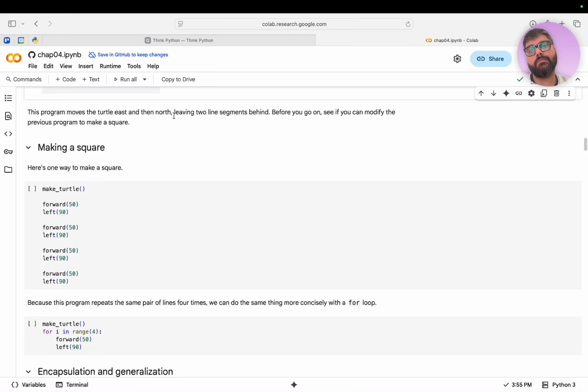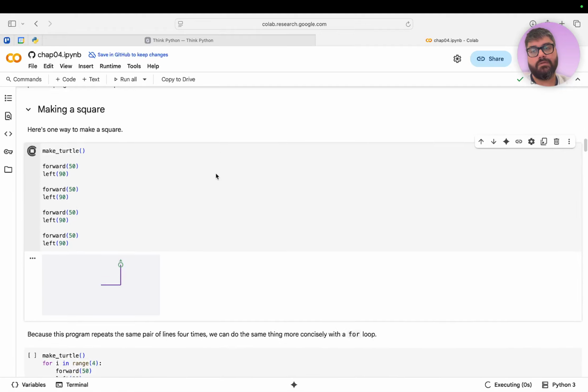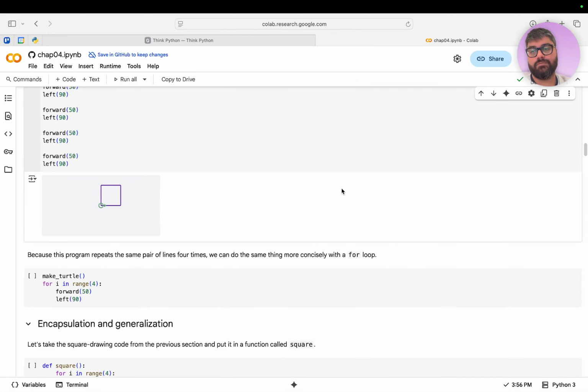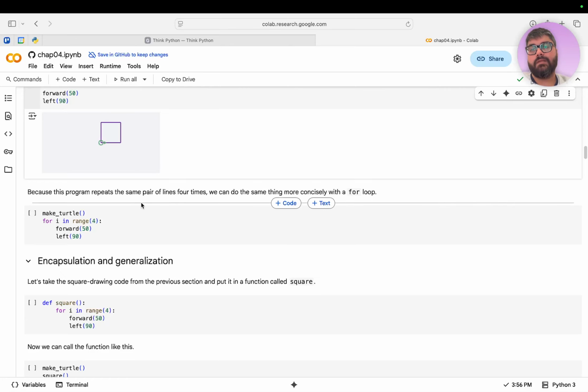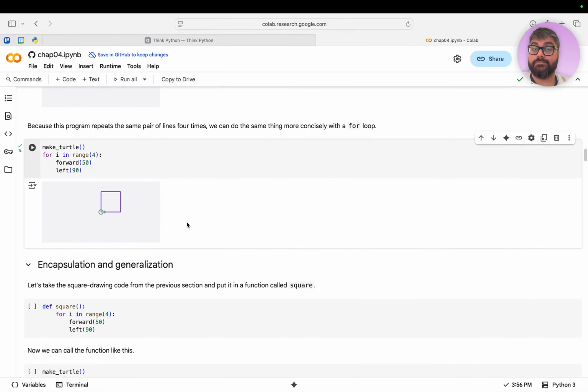So this program moves the turtle east and then north, leaving 2 line segments behind. Before you go on, see if you can see. So I'm just gonna... this is how you do the square one, which I didn't want to do. Because this program repeats the same pair of lines 4 times, we can do the same thing more concisely with a for loop. Okay. Yep, that's true.